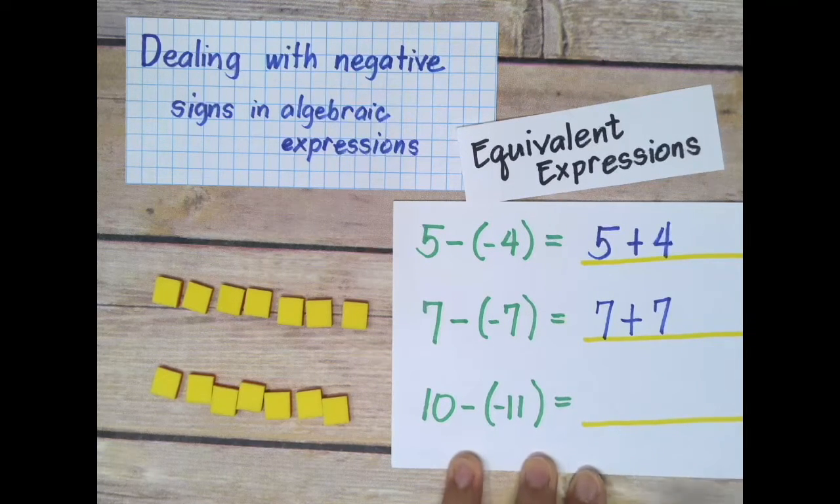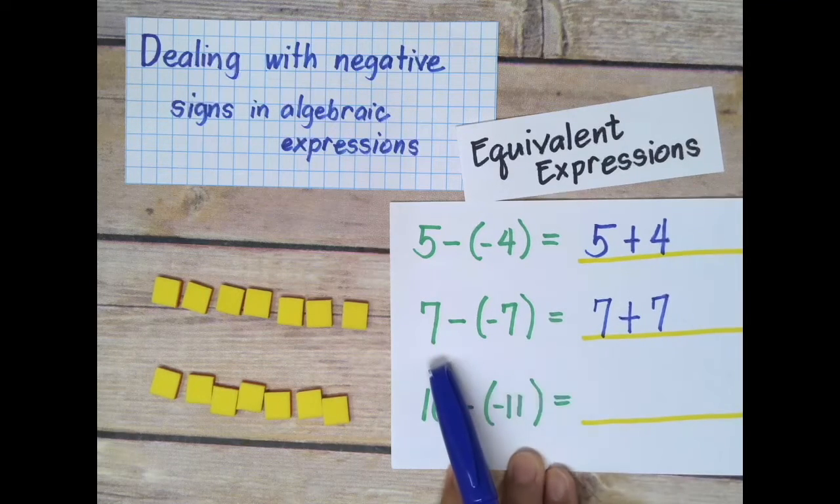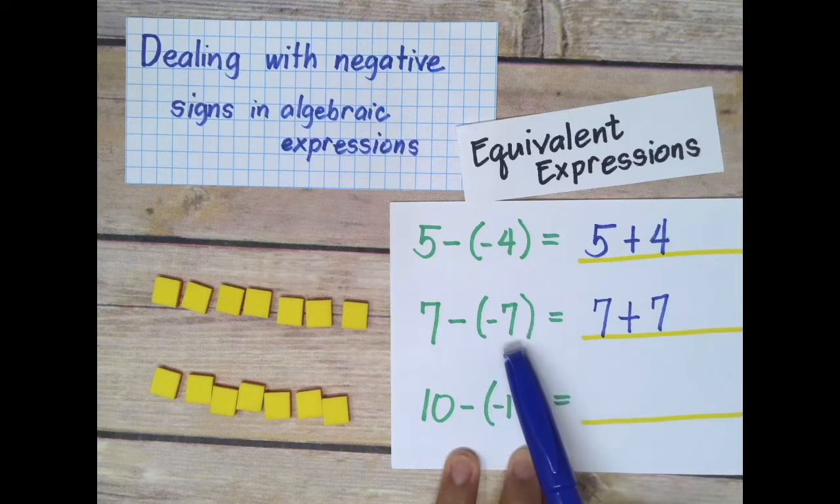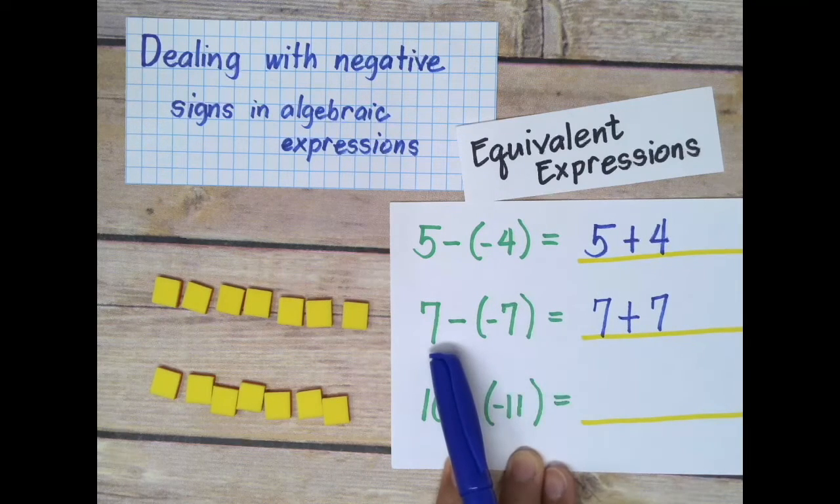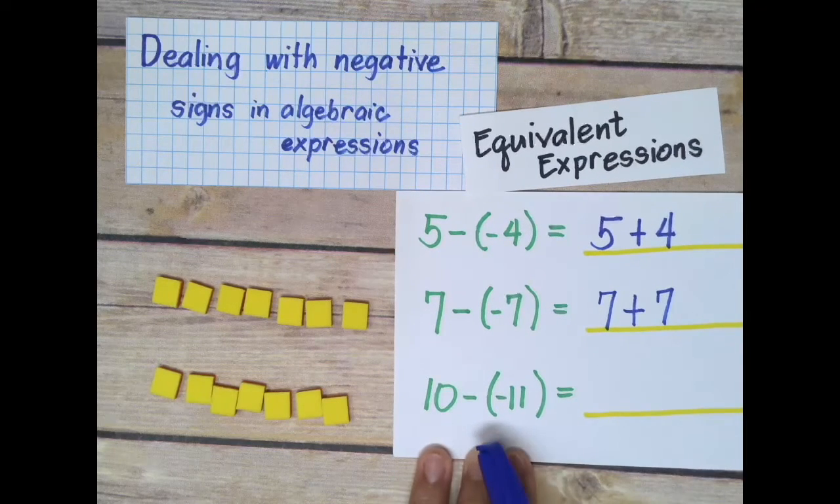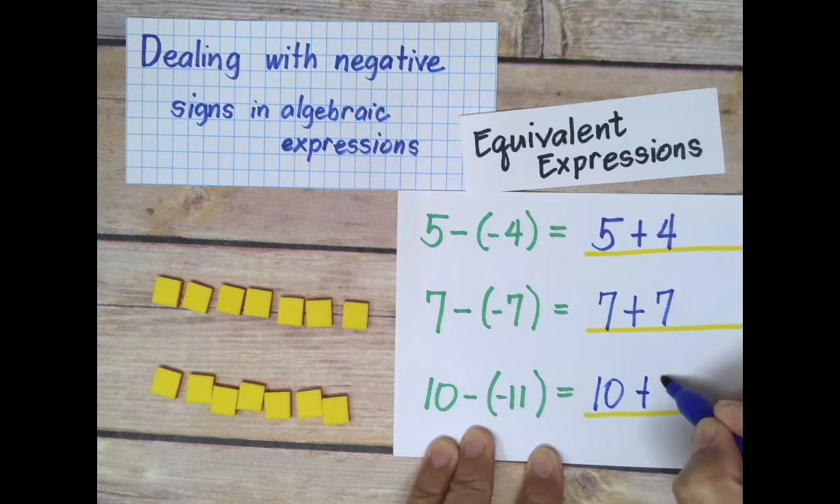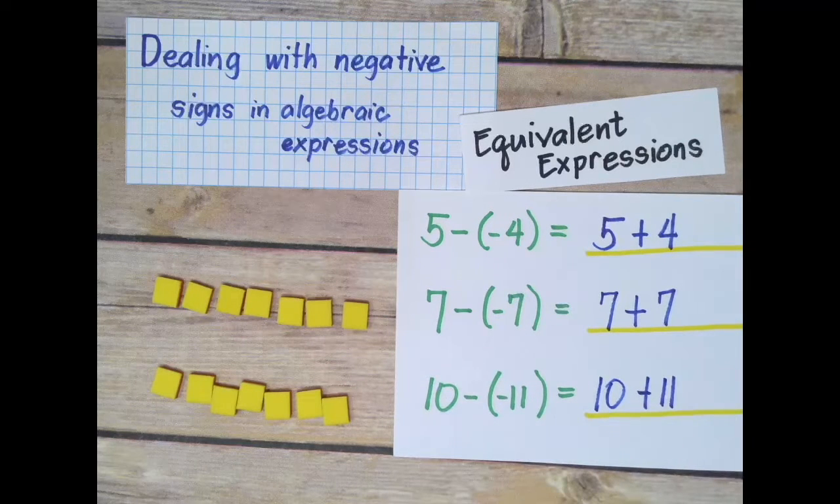So remember, if you're subtracting a negative number from any number, it's just the same as adding the opposite of that number to the first number, or the minuend. Okay, so let's apply what we have learned to this last numerical expression. If we have 10 minus negative 11, then that is equivalent to 10 plus 11.